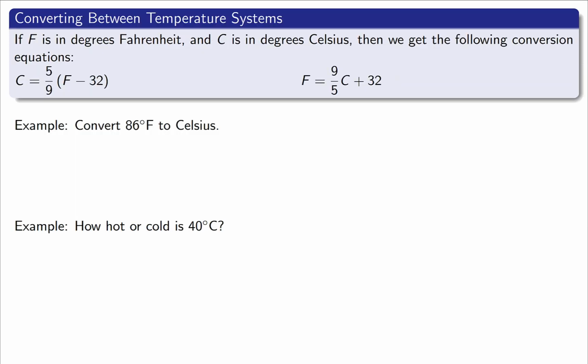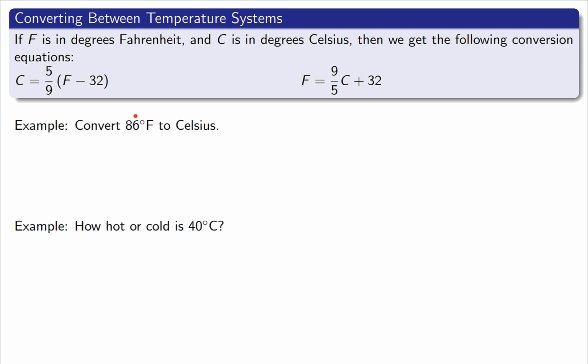To convert between the two, we use two different equations. Basically, if you're given Fahrenheit, you can plug it in right here and find Celsius. If you're given Celsius, you can plug it in and get Fahrenheit. Let's do a couple of these conversions. Convert 86 degrees Fahrenheit to Celsius.